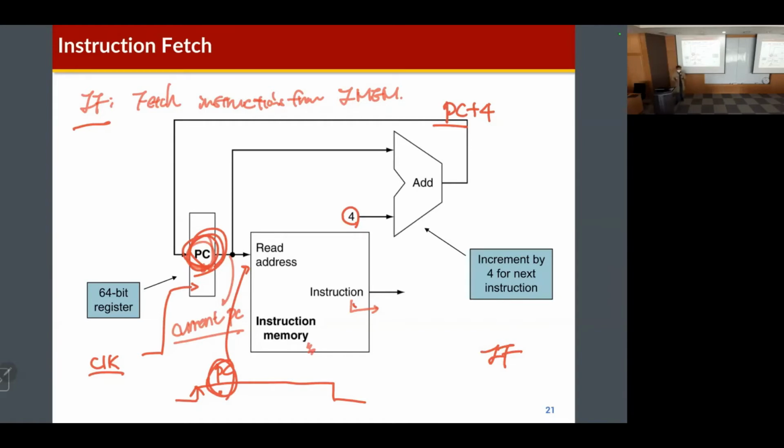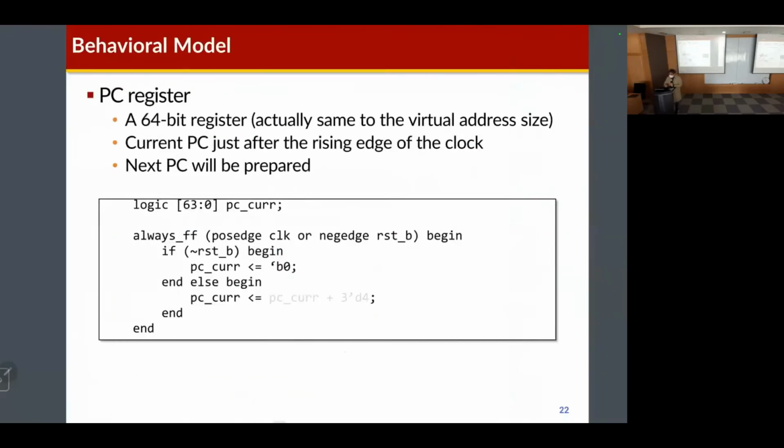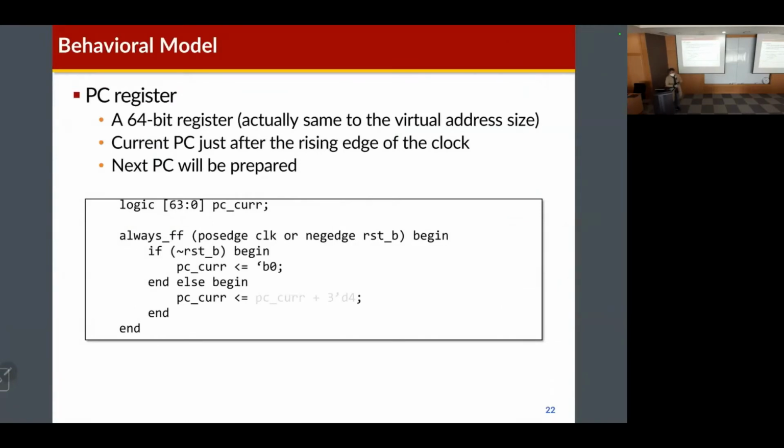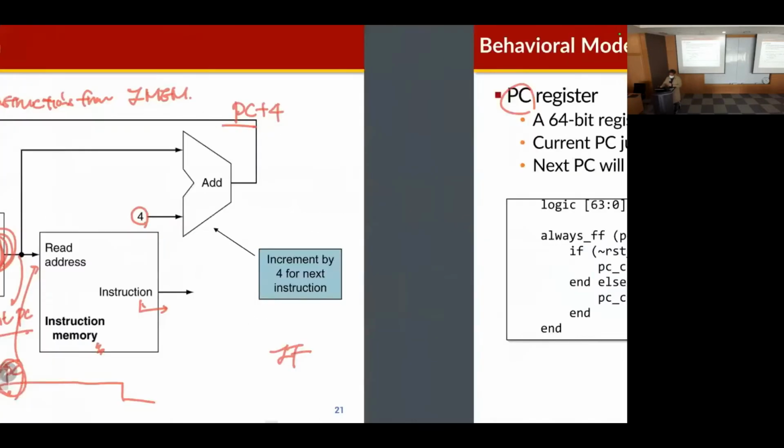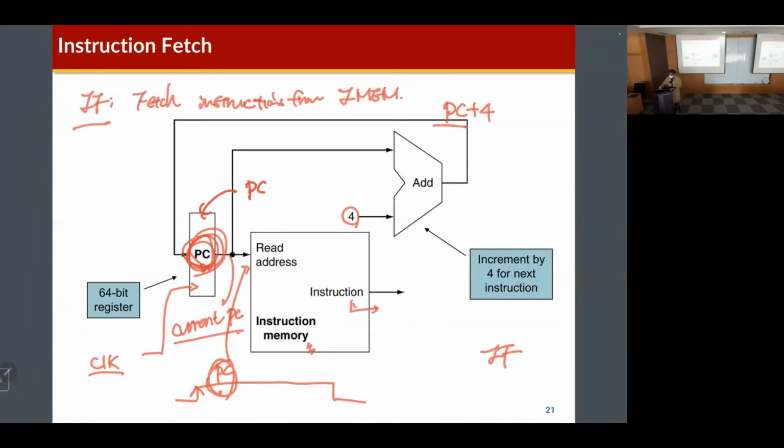Then how can we build this datapath? Let's see the program counter. I already explained the behavioral model of the program counter, the operations for the program counter. This is called the program counter register, PC register. It's a special purpose register. The program counter value is stored in this PC register. And next is the operation of the PC register.